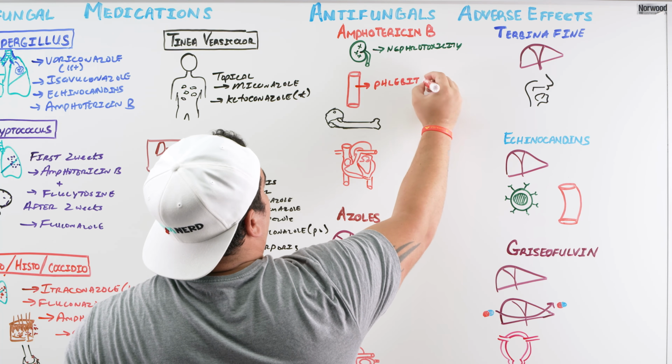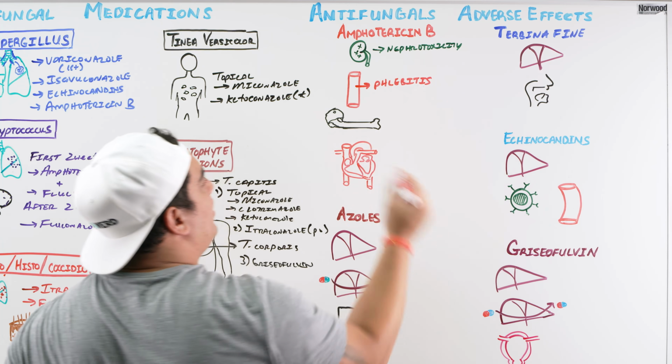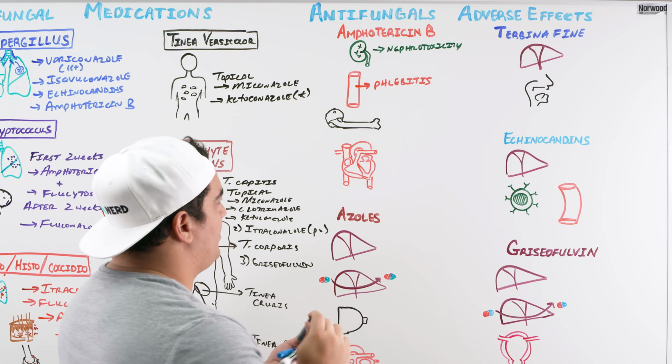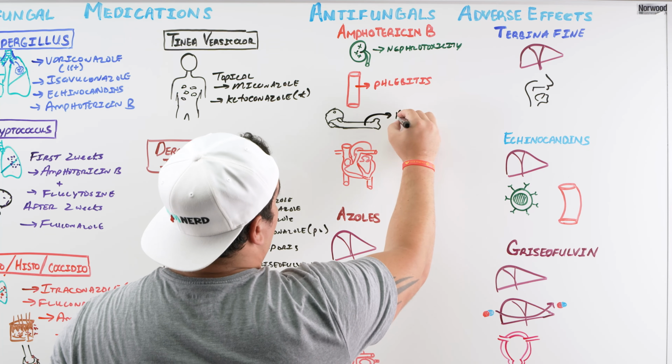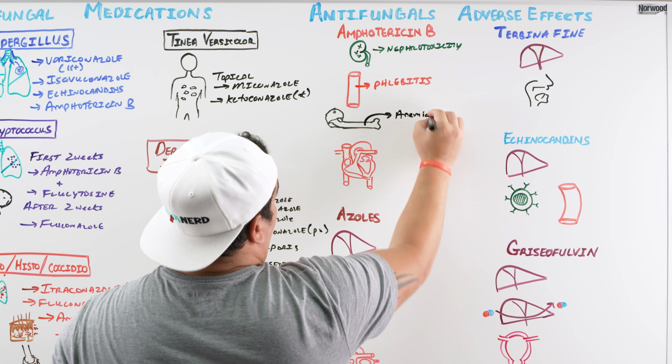The next thing is it can actually suppress the bone marrow, particularly preventing the formation of red blood cells. So you may see a patient drop their red cell count when you do a repeat CBC, so you may see anemia. Here's the other thing.